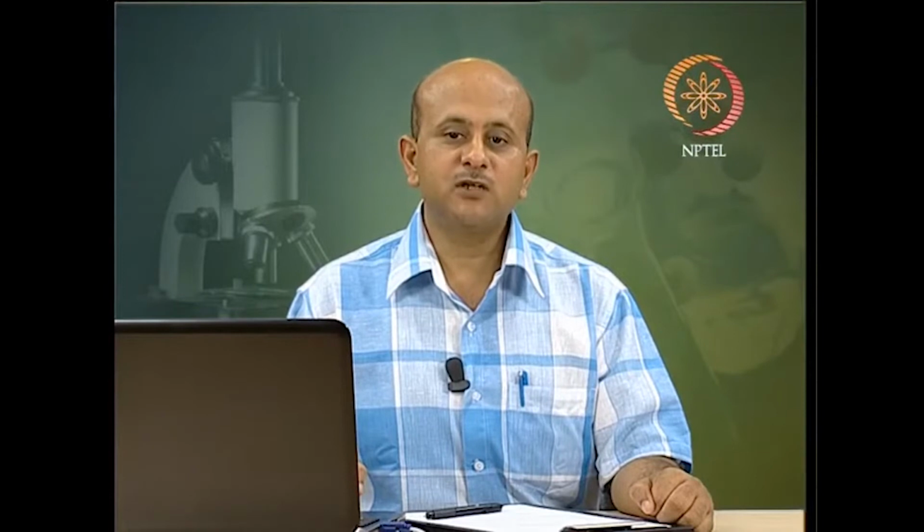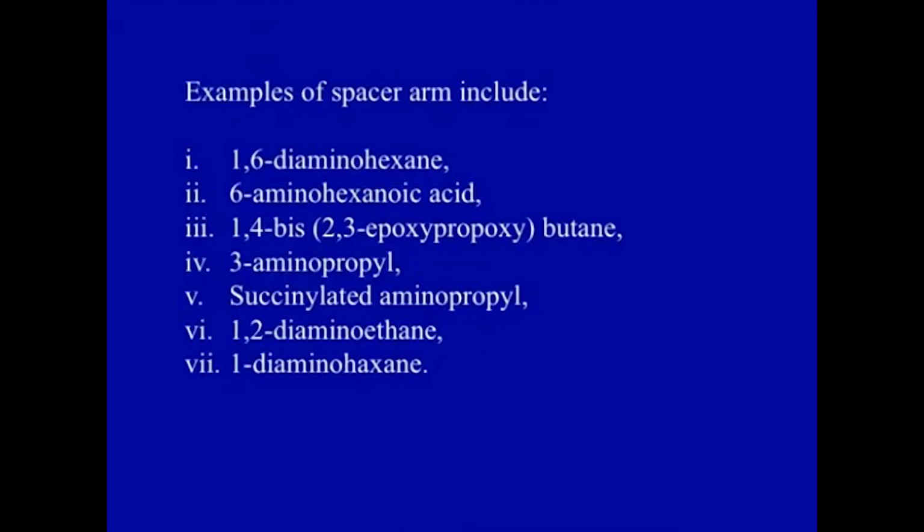So, it should be resistant to binding protein itself, like non-specific binding should not occur. There are a lot of different examples of spacer arms. They could be like 1,6-diaminohexane, 6-aminohexanoic acid, 3-aminopropyl, succinylated aminopropyl, and so on. There is a list of spacer arms available.